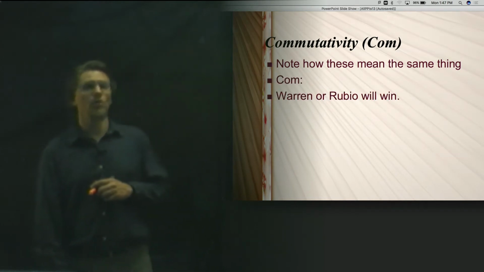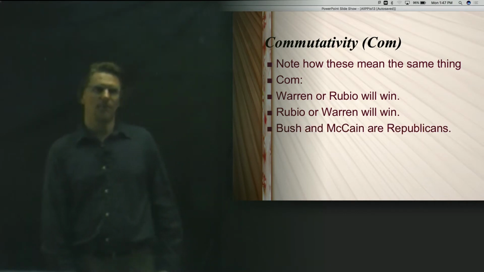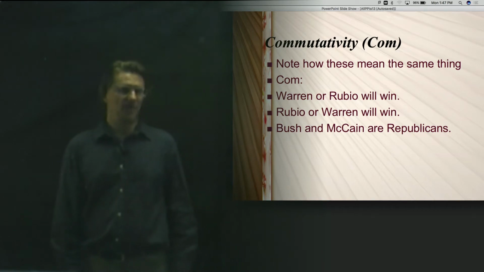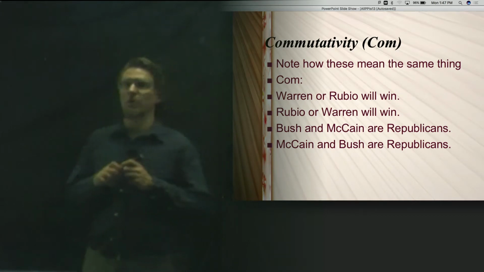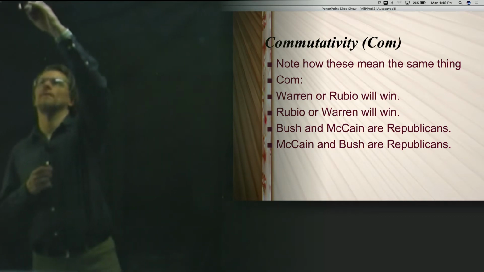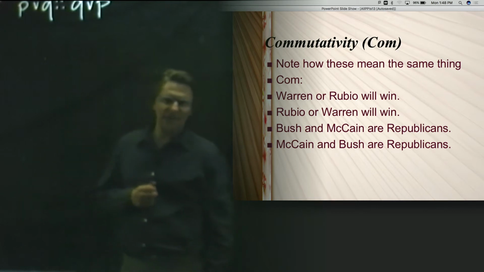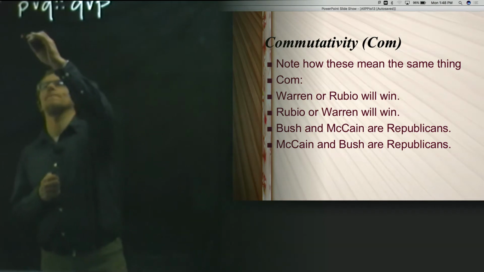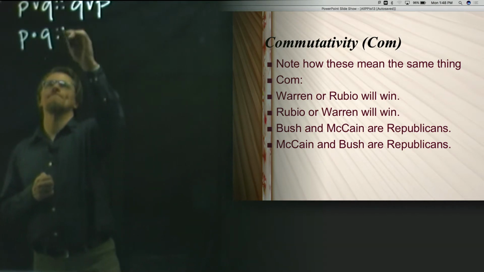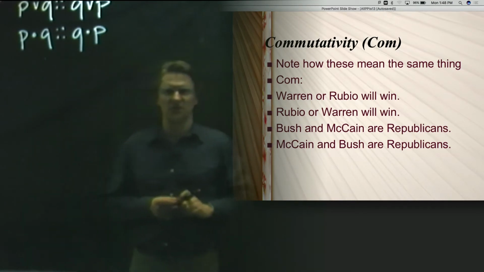Warren or Rubio will win means the same thing as Rubio or Warren will win. Bush and McCain are Republicans means the same thing as McCain and Bush are Republicans. So, formally speaking, what we're talking about here is that P wedge Q means the same thing as Q wedge P. And P dot Q means the same thing as Q dot P.